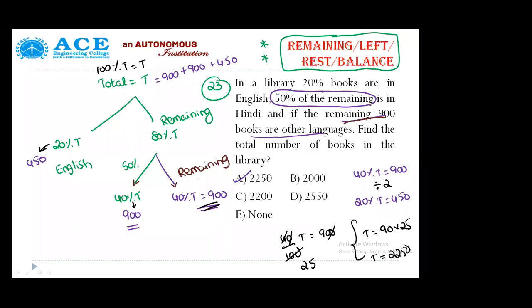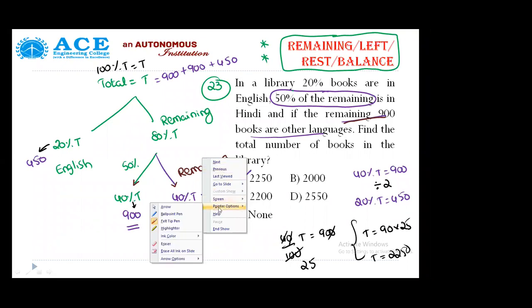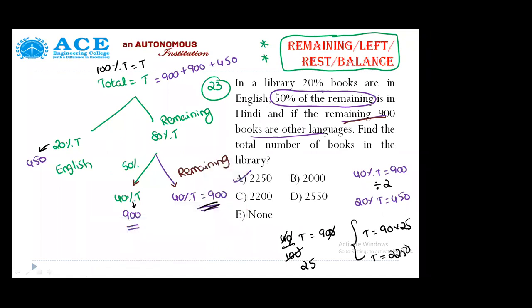I was thinking like 80 of 50. No, it's not like that. 50% means half, exactly as you mentioned. 50% means you can divide by 2, which is nothing but half. Okay, sir. Thank you, sir. Exactly, good question. Fine.